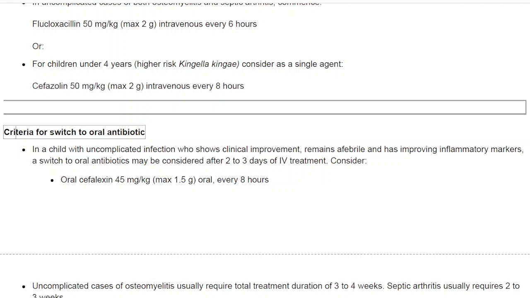Criteria for switch to oral antibiotic. In a child with uncomplicated infection who shows clinical improvement, remains afebrile and has improving inflammatory markers, a switch to oral antibiotics may be considered after 2 to 3 days of treatment. Consider oral cephalexin 45 mg per kilogram, max 1.5 g, oral, every 8 hours.